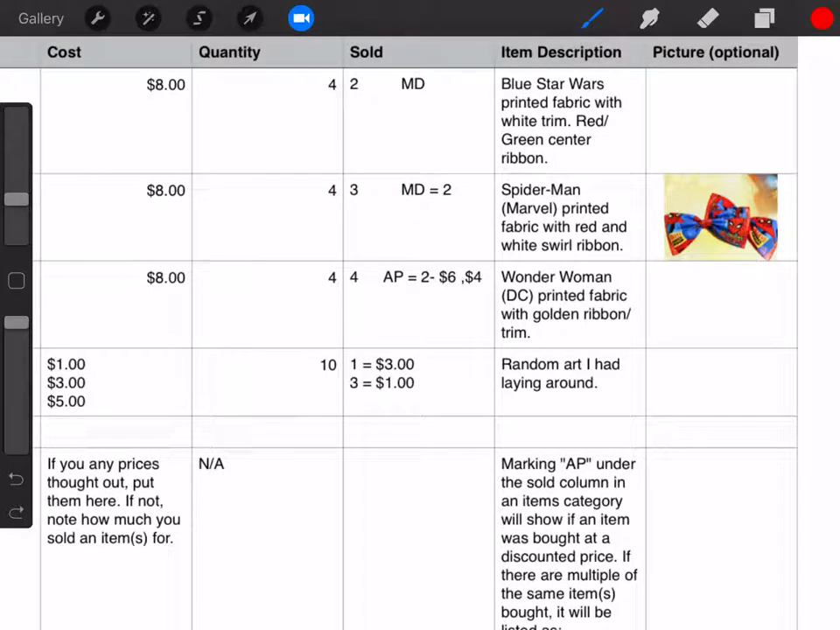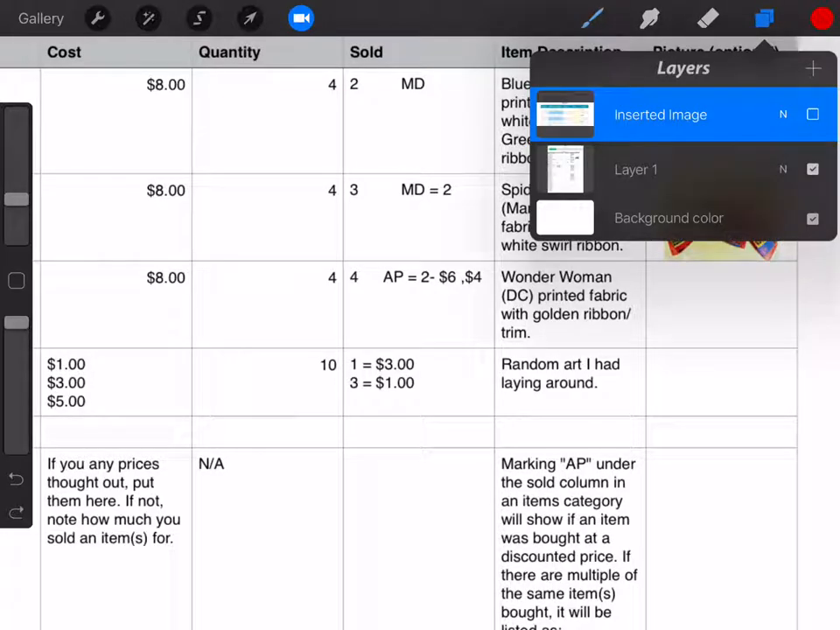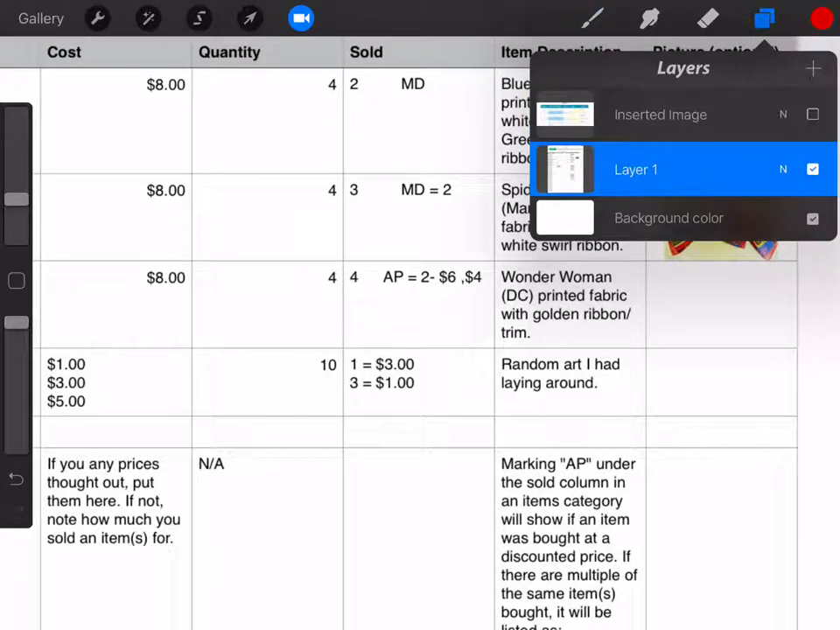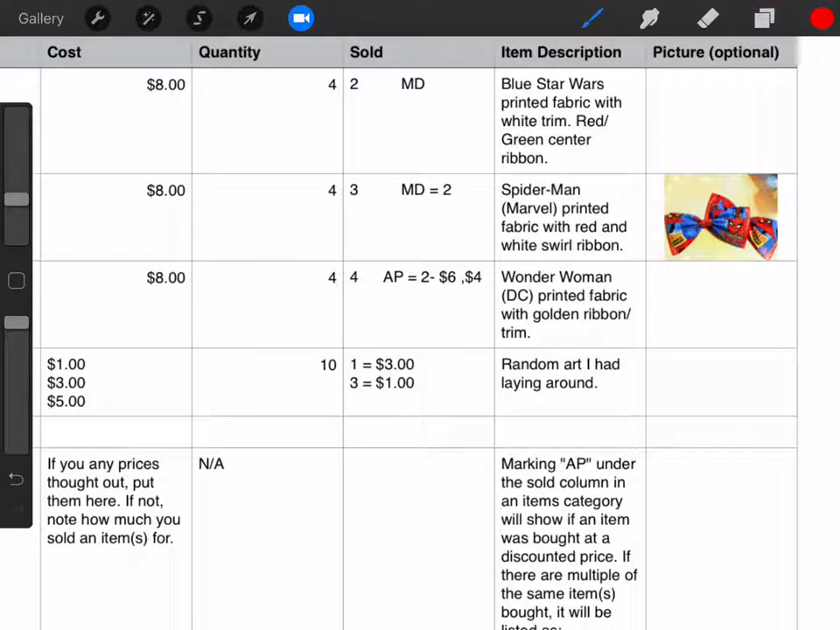And it makes sense because if you are selling items at a discounted price, normally they're $8. You're selling them for $14. You divide that by 2, that's $7 a bow. So you know how much the items were reduced in price.